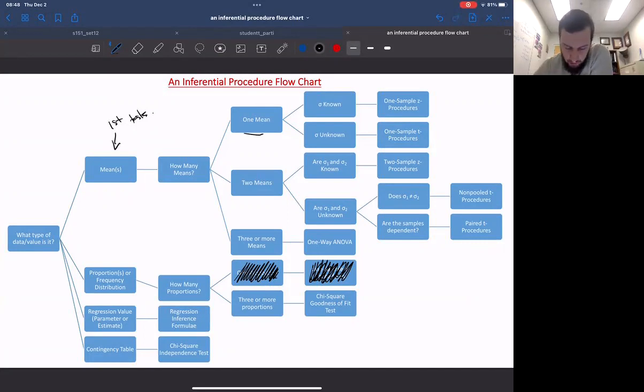Now, if we have two means, that means that we have two samples of data. And those samples can be either independent or dependent. Now, technically, if we have sigma 1 and sigma 2, we can use a Z procedure for these tests. But this is not something that we actually covered. So we didn't do this.